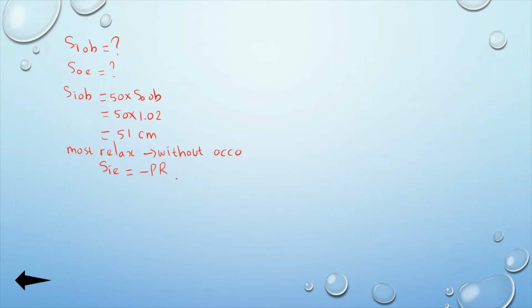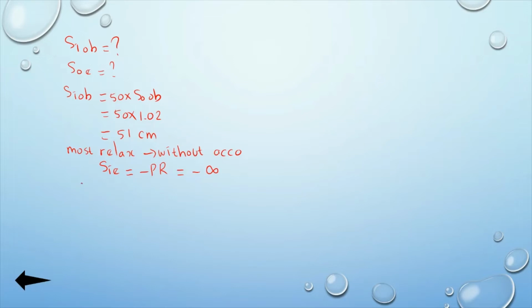The problem does not state anything about the condition of the observer eye. So, let's just consider that the observer has normal eye. Therefore, the far point equals infinity. The negative sign on the SIE shows you that the image formed by the eyepiece is a virtual image.